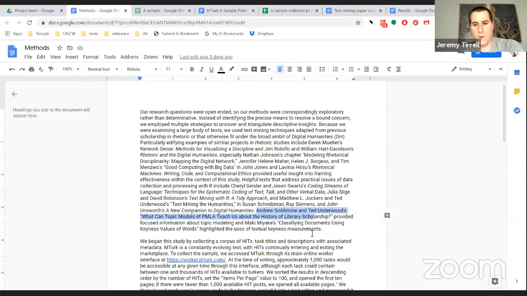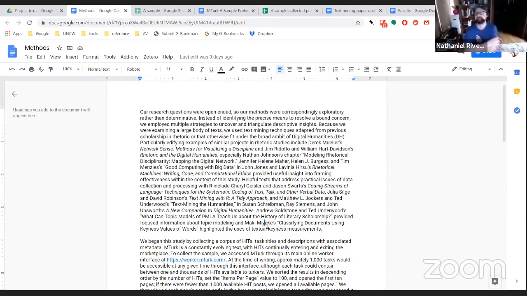I think there's another one here, the Miyake, classifying documents using keyness values, where Miyake is doing precisely that. It's actually a little bit more than that, but taking literary or humanities texts and pointing out how keyness measurements can be useful for categorizing purposes. So some of these are just straight up methods, processes that we're pulling. Others are kind of conceptual, right?